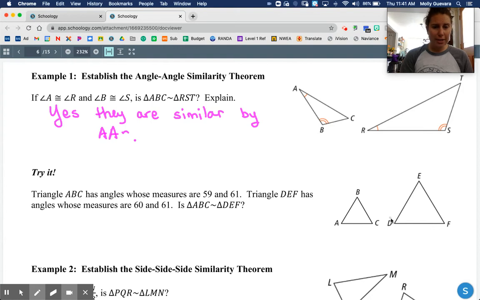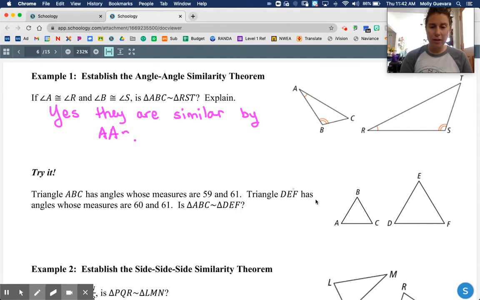So go ahead and try this one. It says triangle ABC has angle measures that are 59 and 61. It doesn't say which angles are 59 and 61, and it kind of doesn't matter. So just label it. And then triangle DEF has angles whose measures are 60 and 61. Are they similar? Maybe find the third angle in each triangle as well, and then determine whether these two triangles are similar. When you're ready to go over it, hit play.